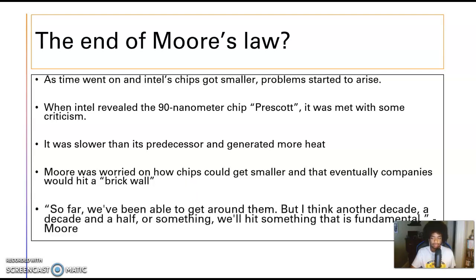In an interview, when he was asked about the end of Moore's Law and how he made this prediction, he said, quote, "So far we've been able to get around them, but I think another decade, a decade and a half or something, we'll hit something that's fundamental." So pretty much he's stating that any problems that arose in the past, we got over. However, in the future, in a decade or even more than that, there may be a very high chance we could hit something fundamental that could prevent us from innovating our technology. And those are the words from Moore himself.